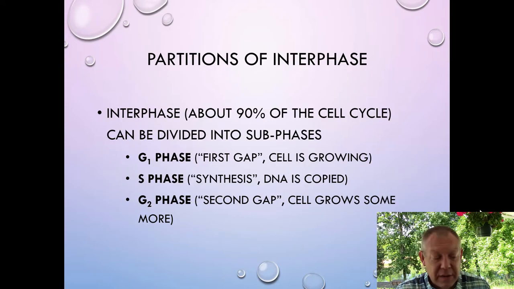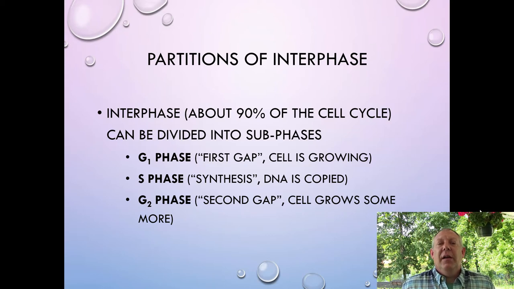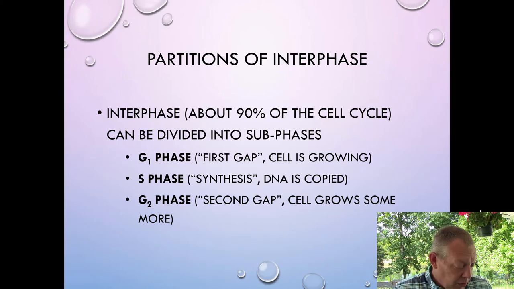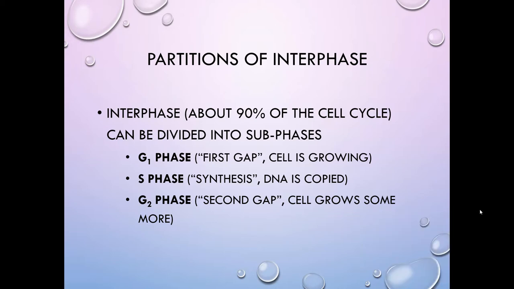So interphase is about 90% of the cell cycle. Most of the time your cell is just growing, replicating DNA, growing some more. We can divide this into subphases. G1, or the first gap phase, that's when the cell's growing. Then that's followed by S. S is the synthesis phase. That's when the DNA is replicated. And then you've got G2, the second gap, where the cell grows some more. Now, of course, in cell biology, you talk about those in much more detail. There's a lot more going on, but that's the basic idea.